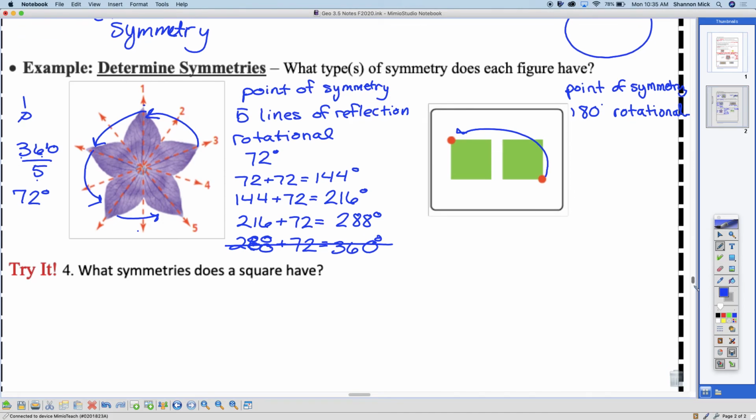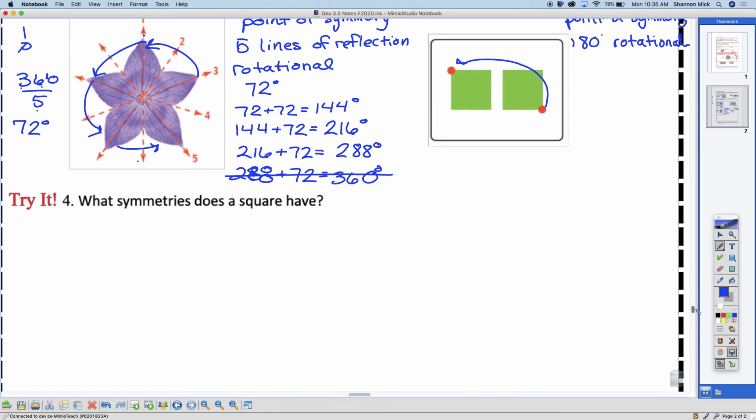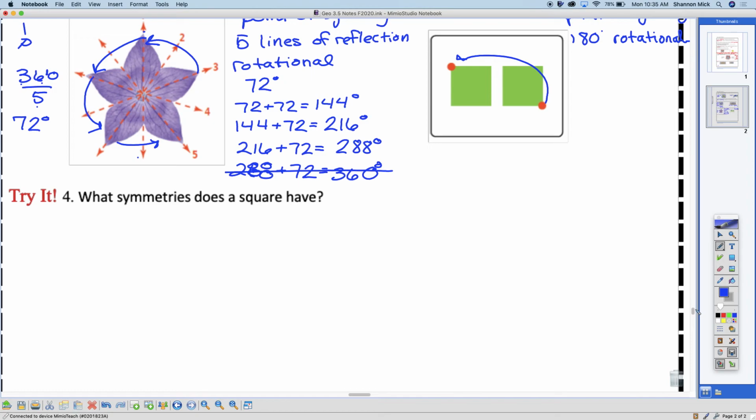Last thing we're going to do is, what symmetries does a square have? So draw yourself a square. Okay, square. So, how many lines of reflection do I have? 1, 2, 3, 4. Okay, so 4 lines of reflection.